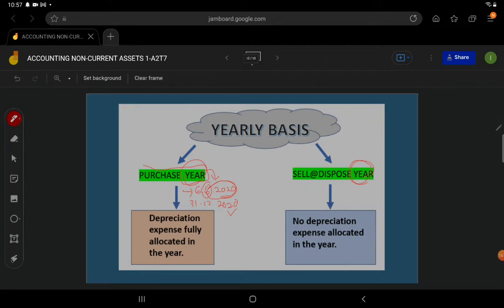For dispose year, no depreciation expenses allocated in the year. Maksudnya, kalau kita dispose pada tahun 2020, tak kira lah berapa hari bulan, maksudnya pada tahun 2020 tersebut tak ada depreciation expense. Depreciation expense dia kita hanya kira setakat 2019. Right. This is yearly basis. So you have to identify lah. You have to understand the monthly basis and yearly basis. Alright.